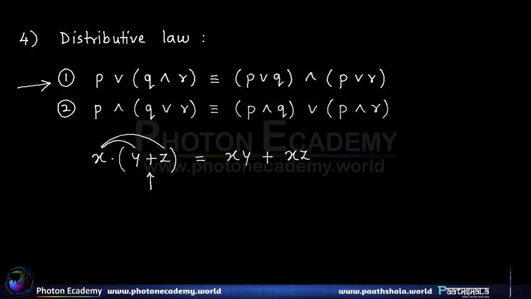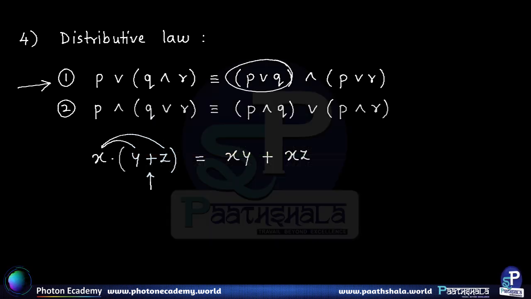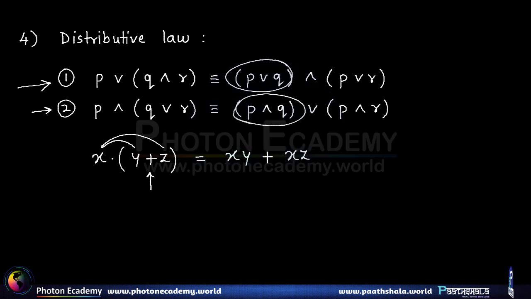So we have P or (Q and R) given by (P or Q) and (P or R). And even if we replace or with and, and and with or, the same logic remains. So in the second statement we have P and (Q or R) equal to (P and Q) or (P and R). It's plainly what we call opening the bracket.